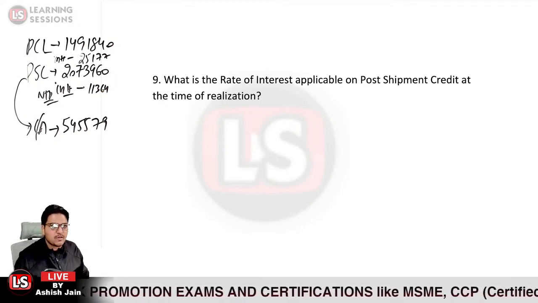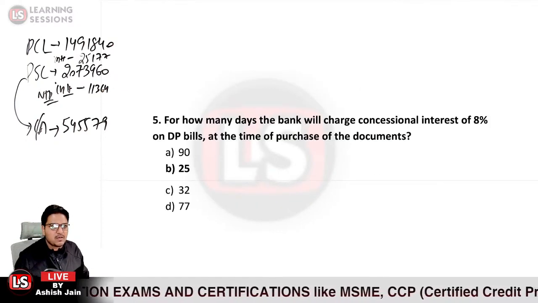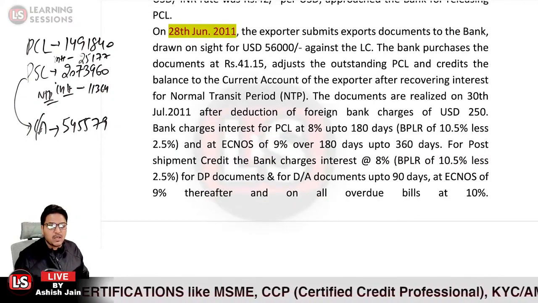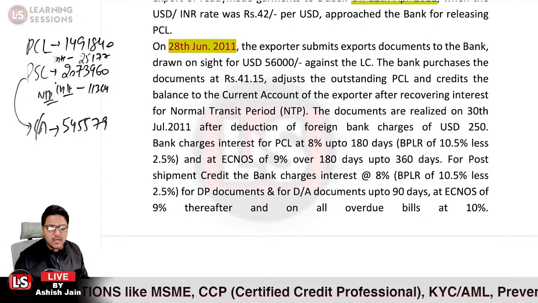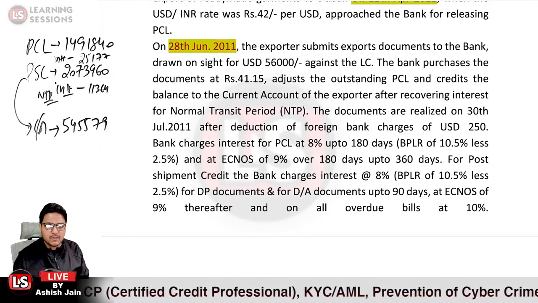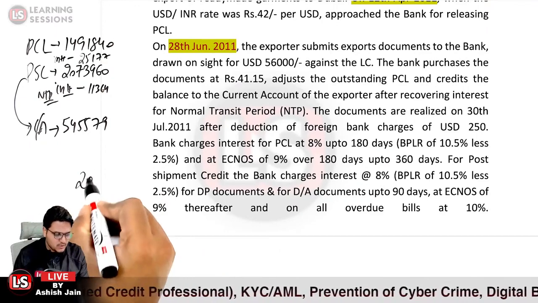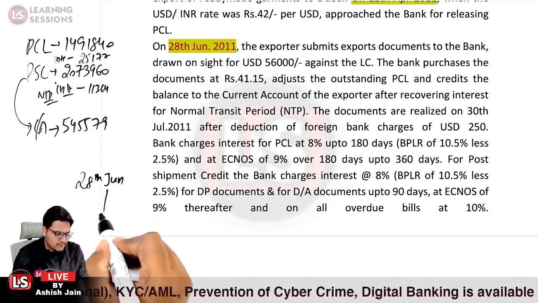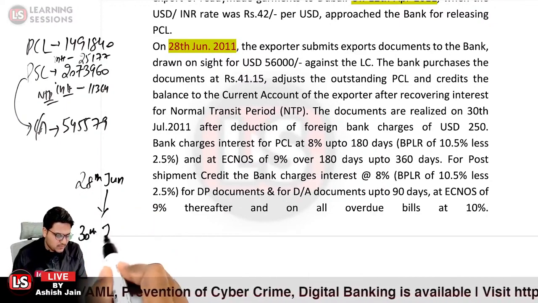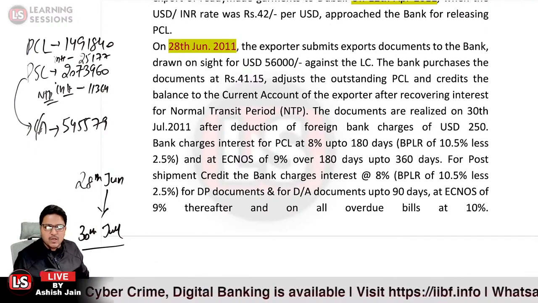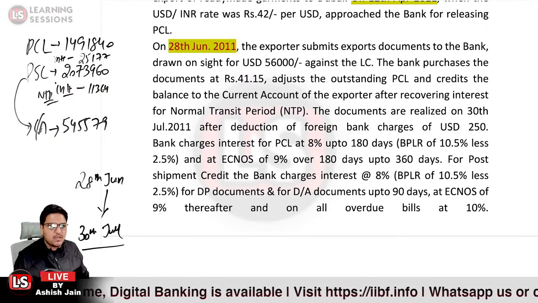Now when the documents were realized, these were realized on 30th of July. And when the documents were submitted, the documents were purchased by the bank on 28th of June. Let me write the date over here. So these were purchased dated 28th of June and realized 30th of July. These were adjusted over there. Now what is the interest rate that will be charged over there?